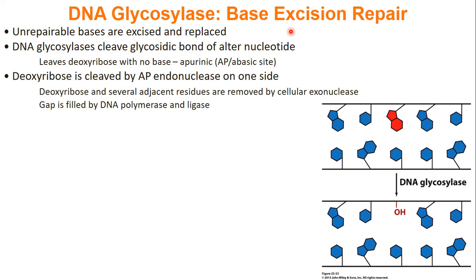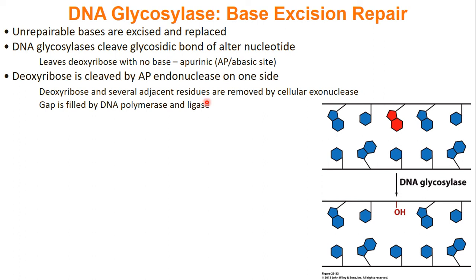What we can do is called base excision repair, and these are carried out by glycosylases. What happens is that a glycosylase will come and it will cut the glycosidic bond of the altered nucleotide. So you're just left with a sugar at that part. This is called an apurinic site or AP site or abasic site, where you just have a sugar but no base. Then we have AP endonucleases that will come and will cut the sugar off to just leave nothing. So that'll be completely gone.